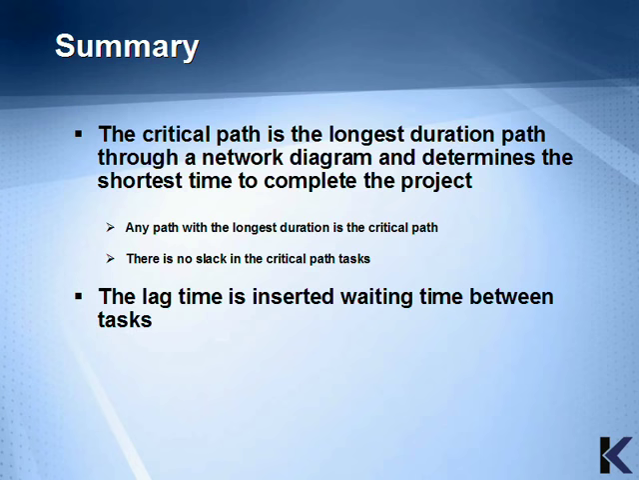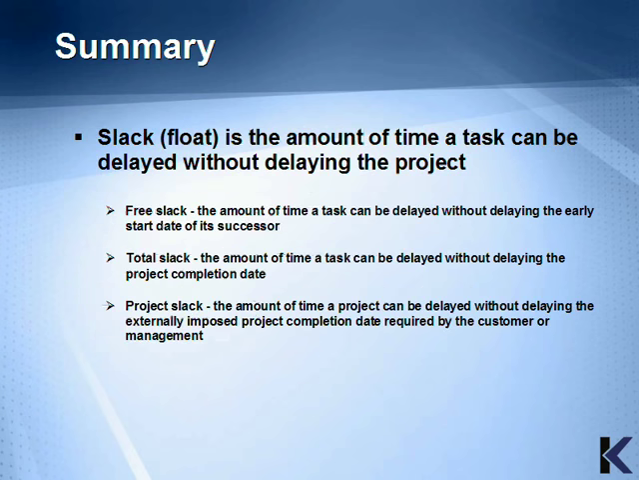The critical path is the longest duration path through a network diagram and determines the shortest time to complete the project. Any path with the longest duration is the critical path, and there's no slack in the critical path tasks. Lag time is inserted waiting time between tasks. Slack, or float, is the amount of time a task can be delayed without delaying the project.